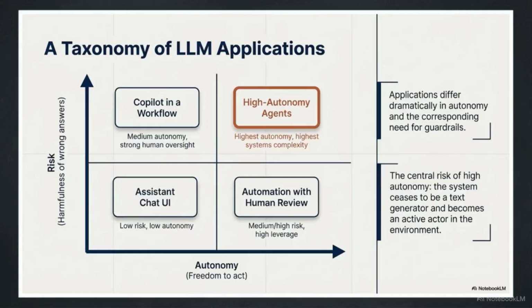This matrix plots application types by risk and autonomy. High autonomy agents act within their environments rather than just generating text. Because they execute actions, the architectural design of the surrounding system matters exactly as much as your choice of model.